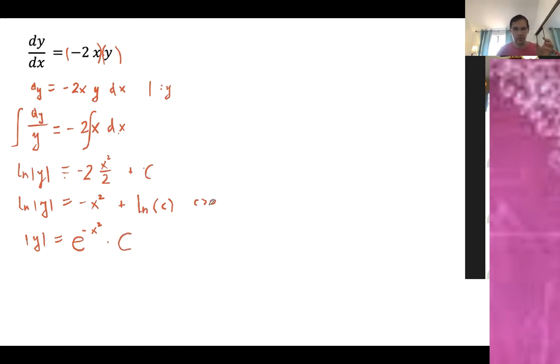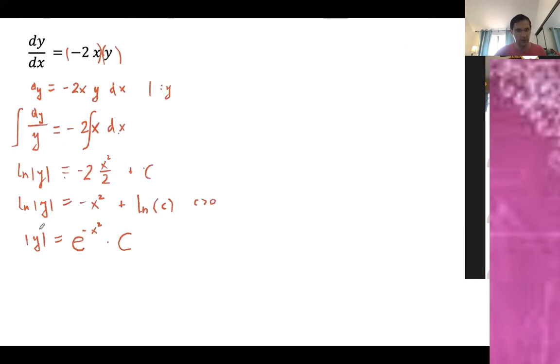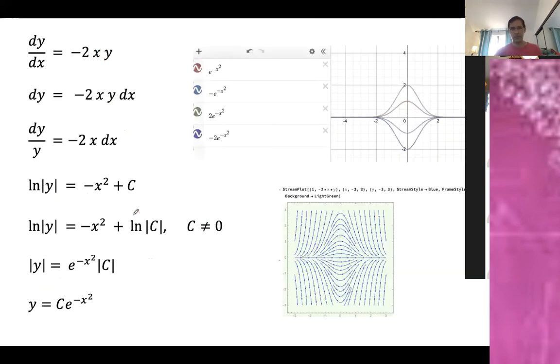And remember, c was positive, but then when you skip the absolute value function, let me just see if we have everything correct. Yes, when you skip the absolute value function, then you get that y is equal to c times the exponential function to the negative x squared. And here, c is any constant. So y equals c times e to the negative x squared is the general solution of this differential equation.